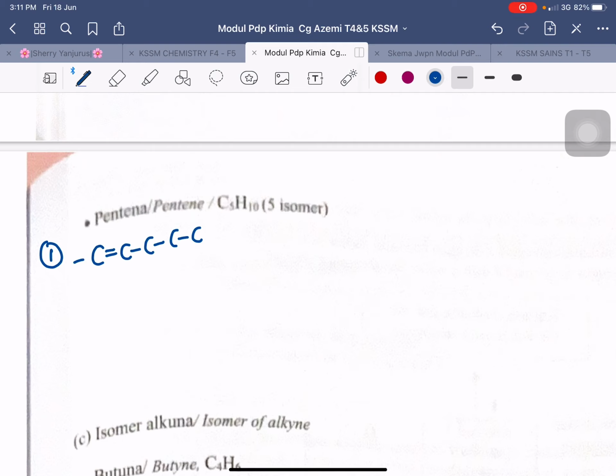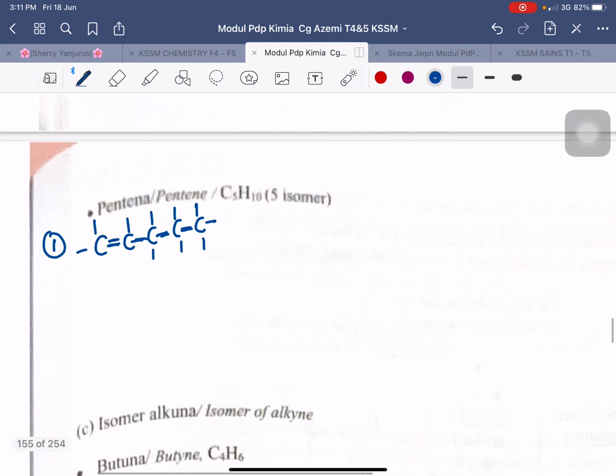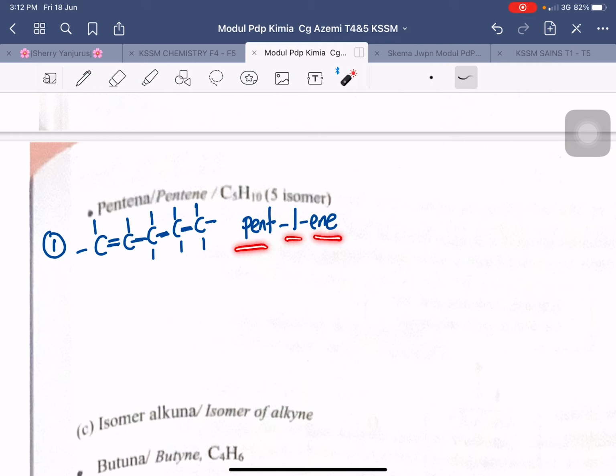Isilah dia punya H. 1, 2, 3, 4. So that's how you draw the first one. You have to draw the H. I will not draw it in this video because I want to teach a lot of isomer again. So this first one is called pent 1 in. Remember I told you before, pent 1 in because the double bond is situated between 1 and 2. So you choose 1.